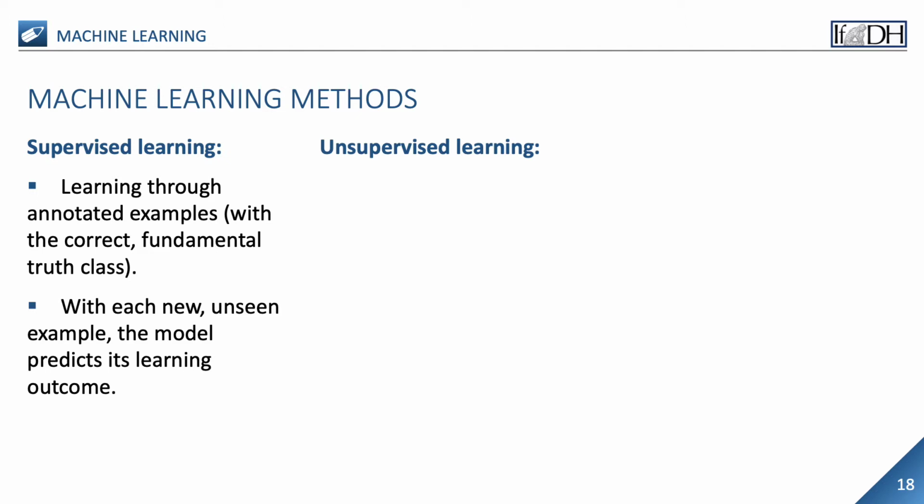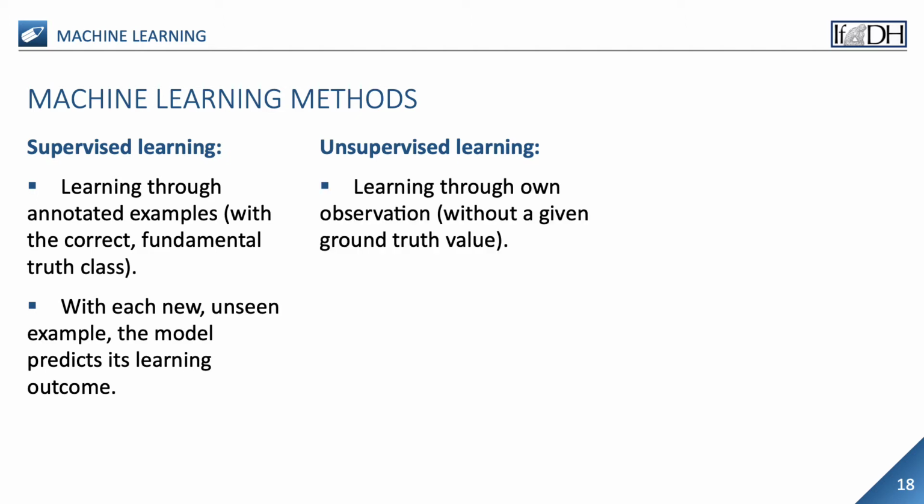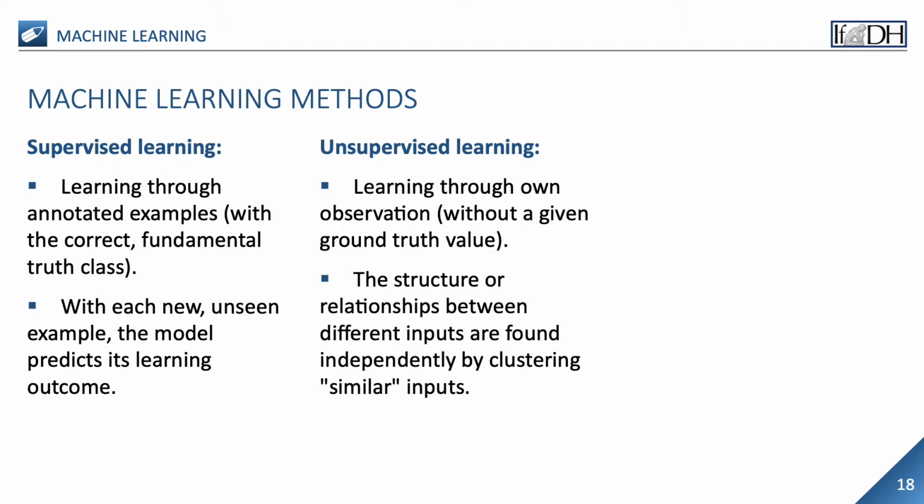Unlike supervised learning, unsupervised learning models learn by themselves through observation. The data provided for this type of algorithm is unlabeled. No ground truth value is given to the algorithm. Unsupervised learning models are able to find the structure or relationship between different inputs.